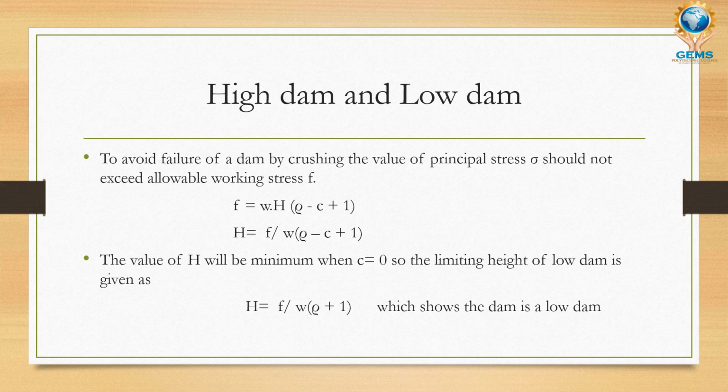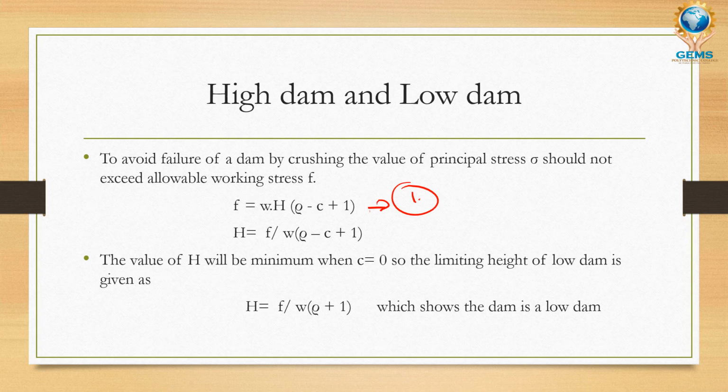In the previous slide, I explained the principal stress, which is formed due to the different types of pressures acting on the gravity dam. In the same way, to identify the working stress, that is the force exerted by the stress, you are going to see this equation: F = WH into rho minus C plus 1. Keep this as the first equation. I'm going to explain the components inside it.